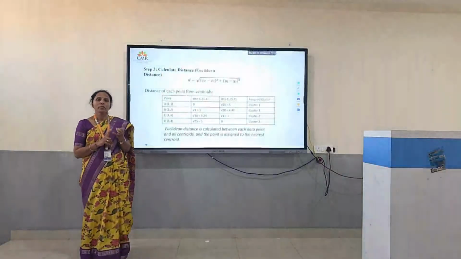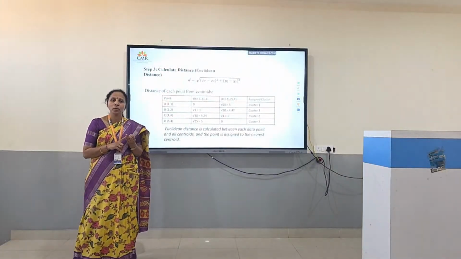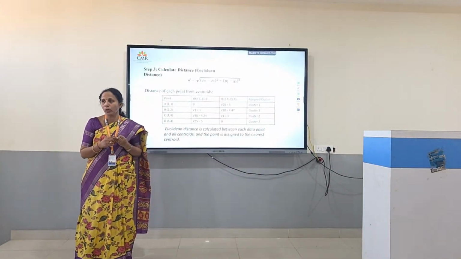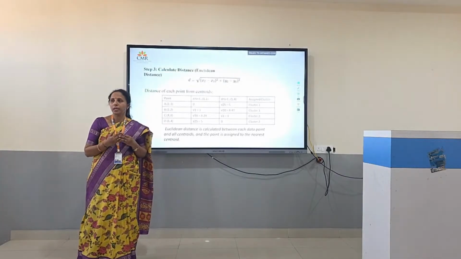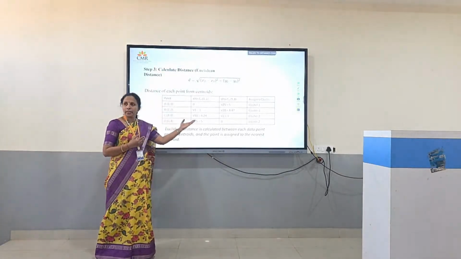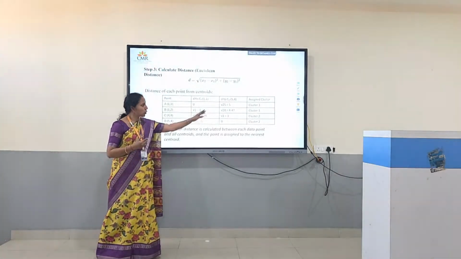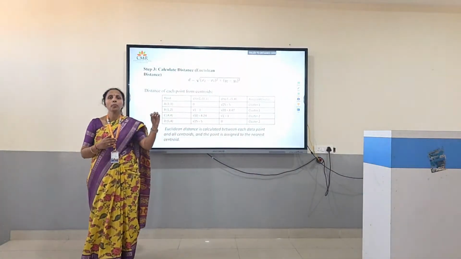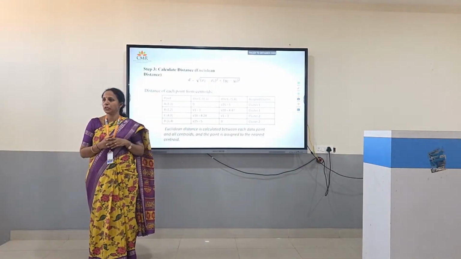Step 1, find the number of clusters, which is given in the question. Step 2, randomly choose any 2 points as centroids. Step 3, calculate the Euclidean distance. Then the minimum one should be given to the clusters. After this, whenever a new data point moves to the cluster, the centroid will change.